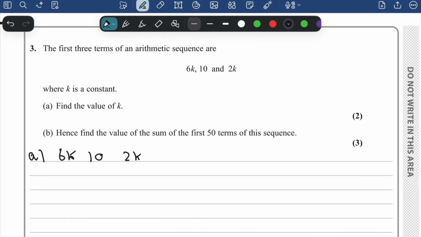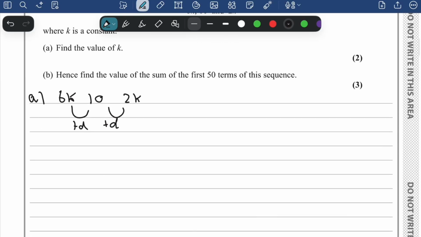We know that there's going to be a common difference each time, which we're adding on, and that will repeat forever. Whatever that added d was would have to make it to the next value, right? Then what we can say is if we do 10 minus 6k, that will give you the value of d, right? Because we're doing 6k add d equals 10, so d is equal to 10 minus 6k, right?